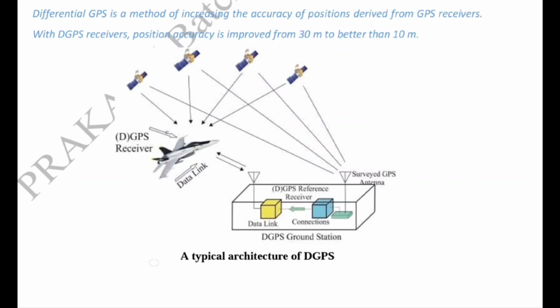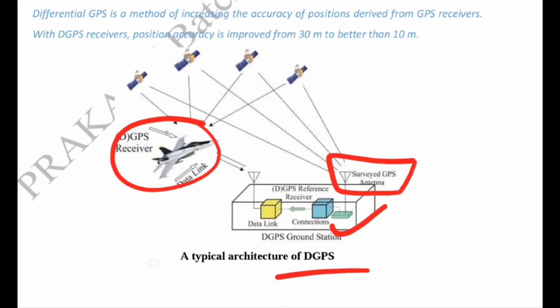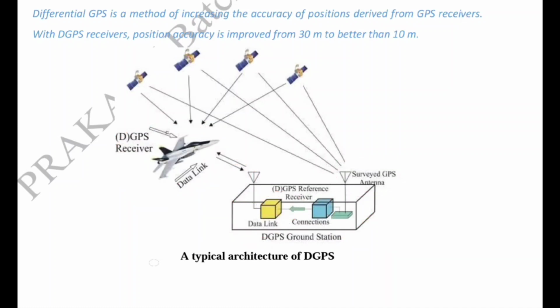In this DGPS technique, there is a reference, or we can say base station, which calculates its coordinates regularly, and the other receiver, the rover receiver, can be on the flight also. So this data is transmitted through the data link, and these calculated coordinates or their corrections are applied to the rover data calculation or recorded data. After correcting the data, higher accuracy may be achieved.